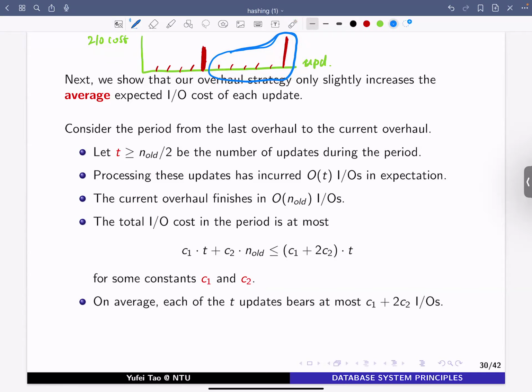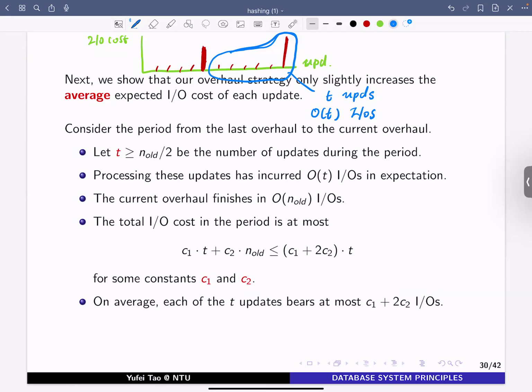So more specifically, if I assume that I have T updates in this period, so this is the T here, I'll be able to show you that the total IO cost for handling all these T updates is big O of T. Okay, T IOs for handling all these T updates. So this is not too bad, right? Because every update, if you think about it, even if you just pay one IO for each update, you already have T IOs. Now, I'm showing you that even with the overhaul, even with this huge spike, the total IO cost for handling T updates is still big O of T.